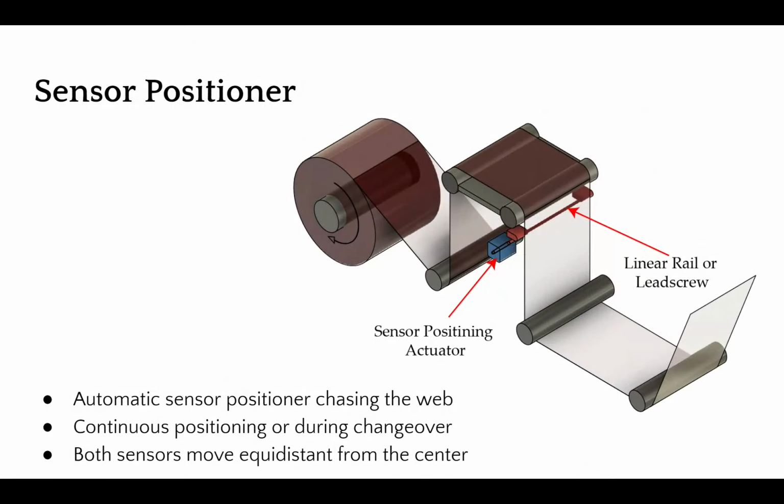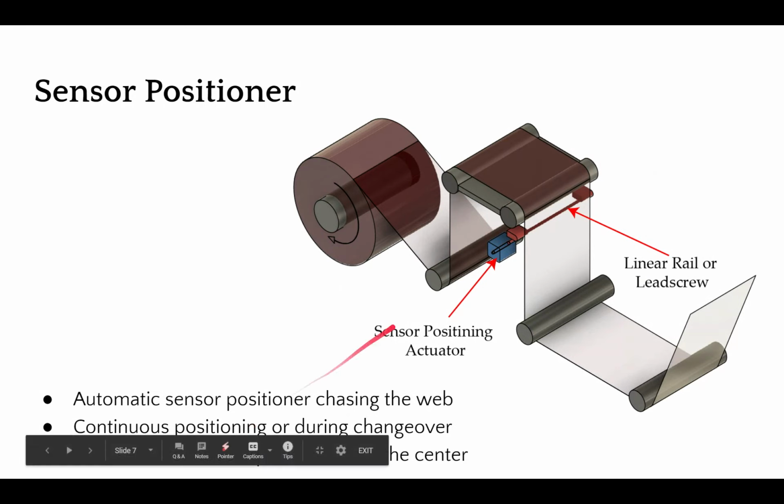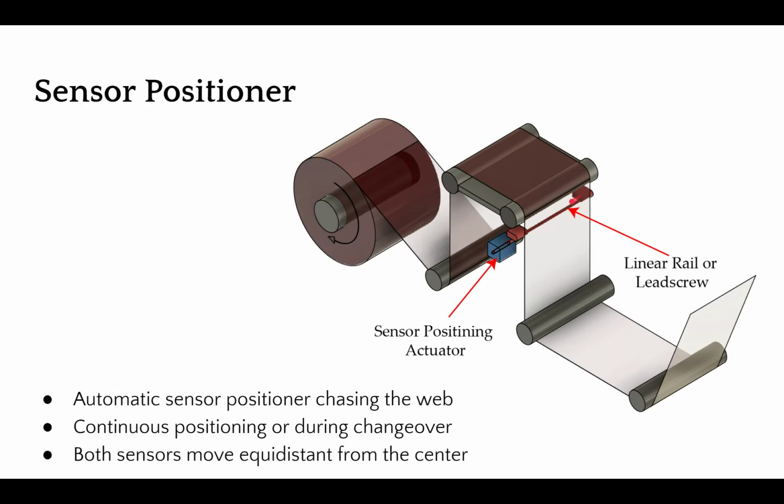In order to avoid the issues with manual positioning, and also to automate the process, some kind of a mechanism is used to position the sensor. These are called sensor positioners. As you can see here, this is basically an actuator that drives some kind of a lead screw or a belt or anything like that. And then the two sensors are mounted on that linear rail or lead screw mechanism.